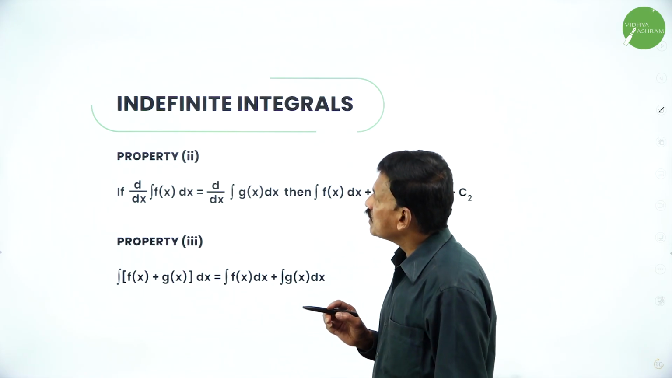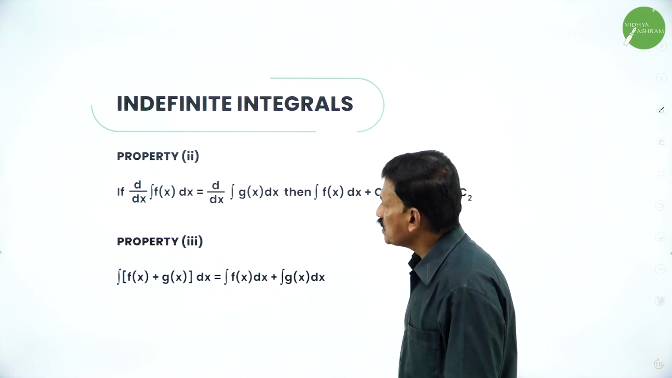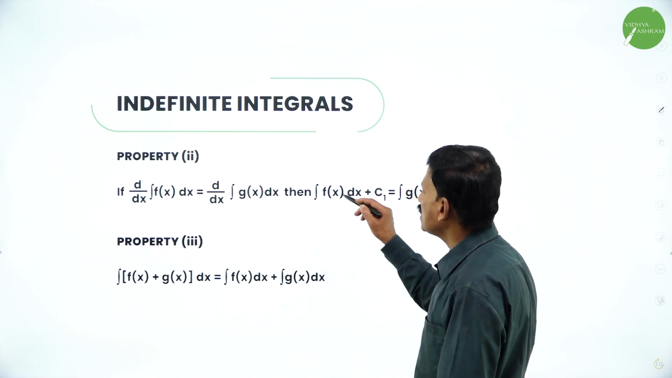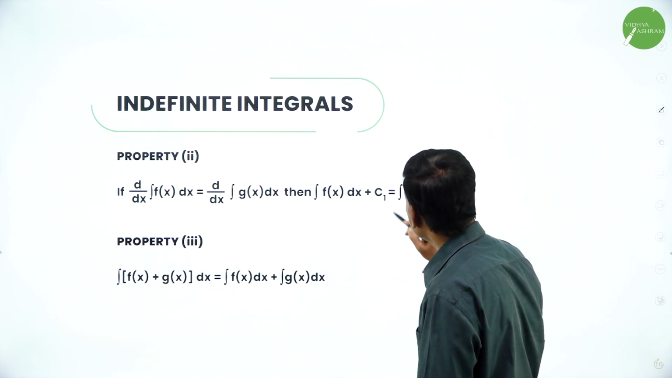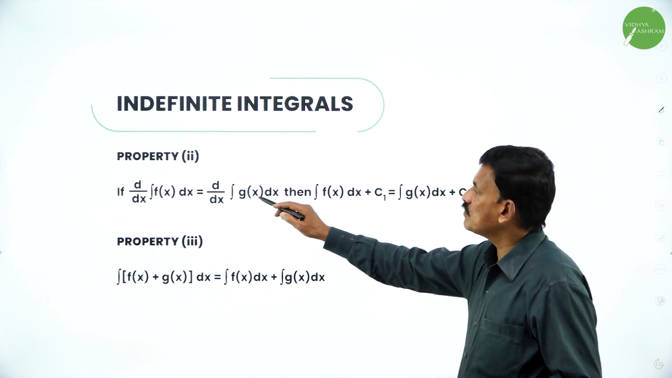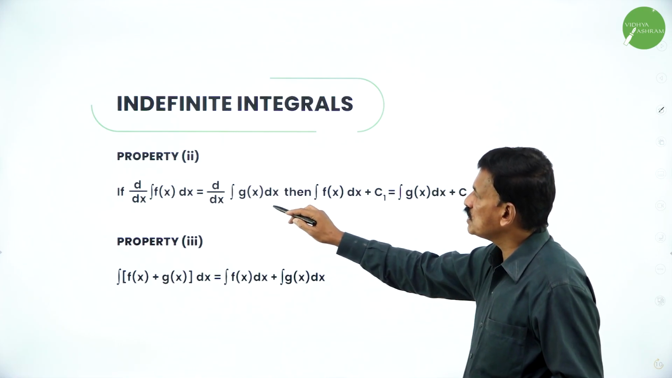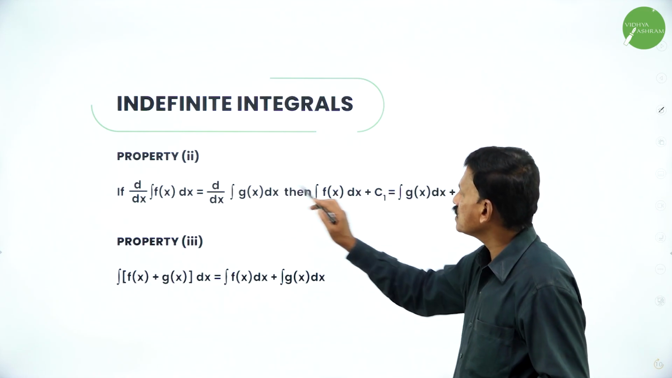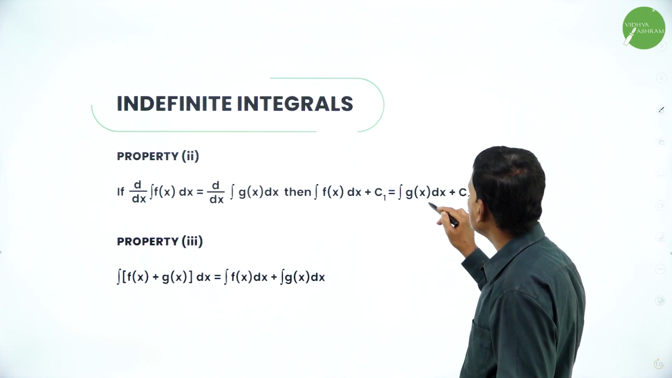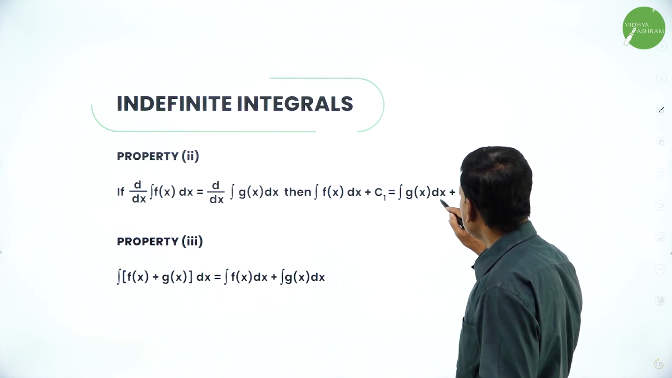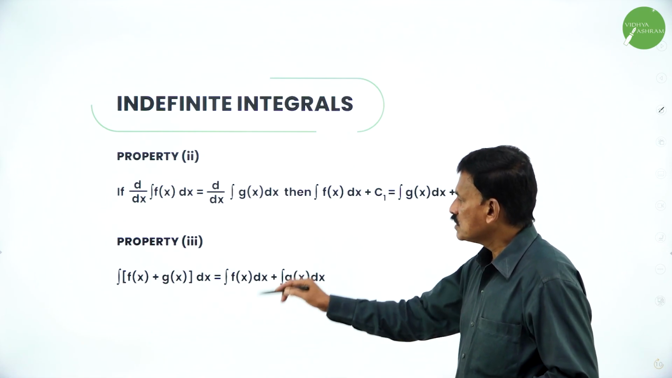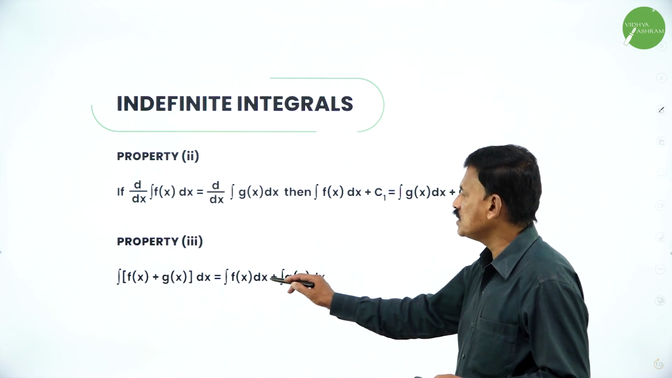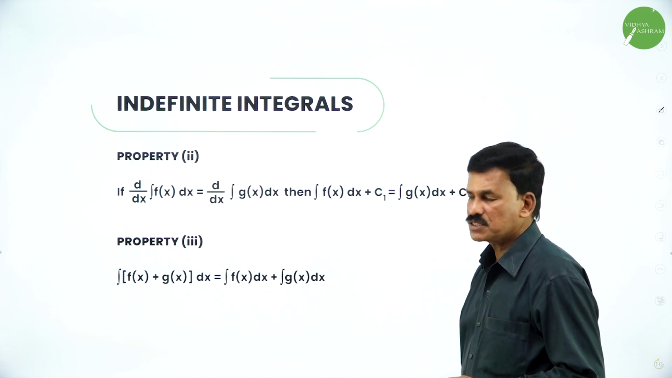Now, second one, property 2: if d by dx of integral of f of x dx is equal to d by dx of integral of g of x dx, then integration of the first function f of x dx plus c1 is also equal to integration of the second function g of x dx plus c2. Now this is very important. Integration of f of x plus g of x dx is equal to integration of f of x dx plus integration of g of x dx.